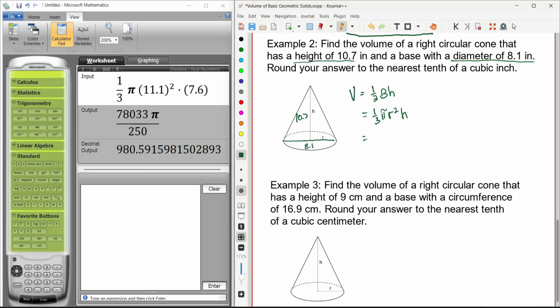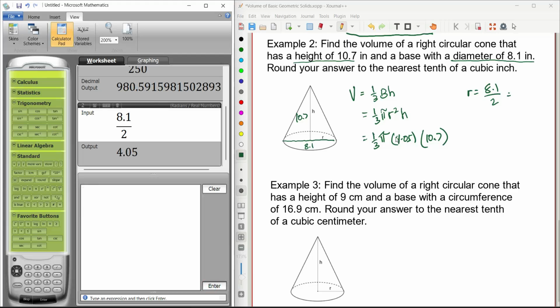So we need the r and the h. The h is obviously here. It says height is 10.7. So let me just put that there. R is not given. We will compute that. The diameter is given though. So that's going to help us find the radius, right? So the radius is equal to half of 8.1. So 8.1 divided by 2 is 4.05. If you're not sure with that, let's see if my answer is correct. So that's 8.1 divided by 2. Voila, look at that, 4.05.